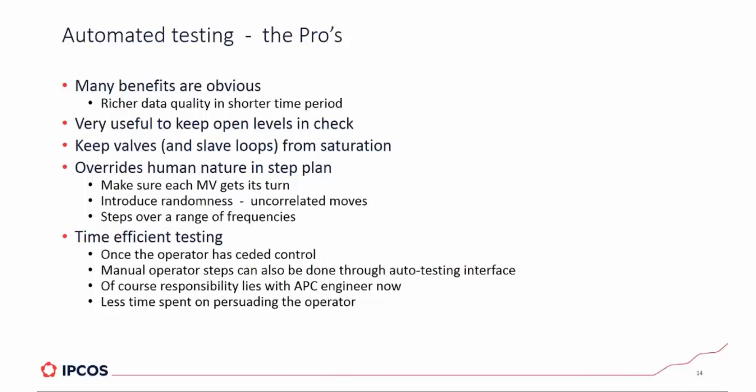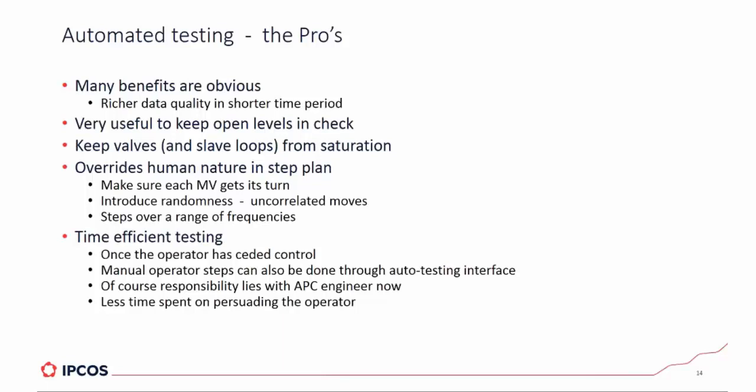Okay, the big benefit of automated testing is that it actually overrides human nature to a large extent in our step plan. It makes sure that each MV gets its turn to be stepped. Very often when we do everything manually, we like to step the easy ones and continue on those and leave the more difficult ones for last. And then very often we realize on our last day of available step test days that we have neglected some of our MVs. And when you have set this up in an automated testing environment, this would make sure that each MV gets its turn.